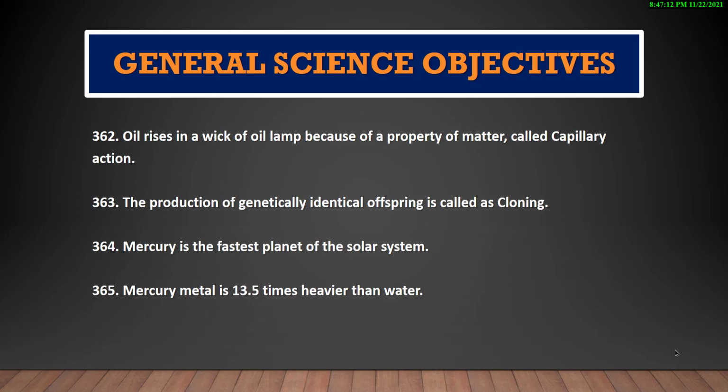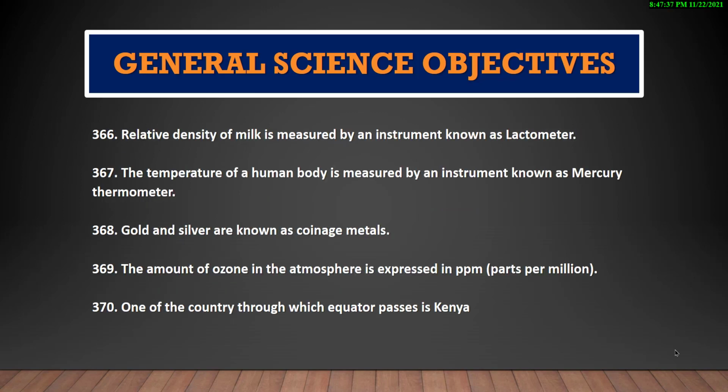Oil rises in the wick of an oil lamp because of the property of matter called capillary action. The production of genetically identical offspring is called cloning. Mercury is the fastest planet of the solar system. Mercury metal is 13.5 times heavier than water. Relative density of milk is measured by an instrument known as lactometer. The temperature of a human body is measured by an instrument known as mercury thermometer.